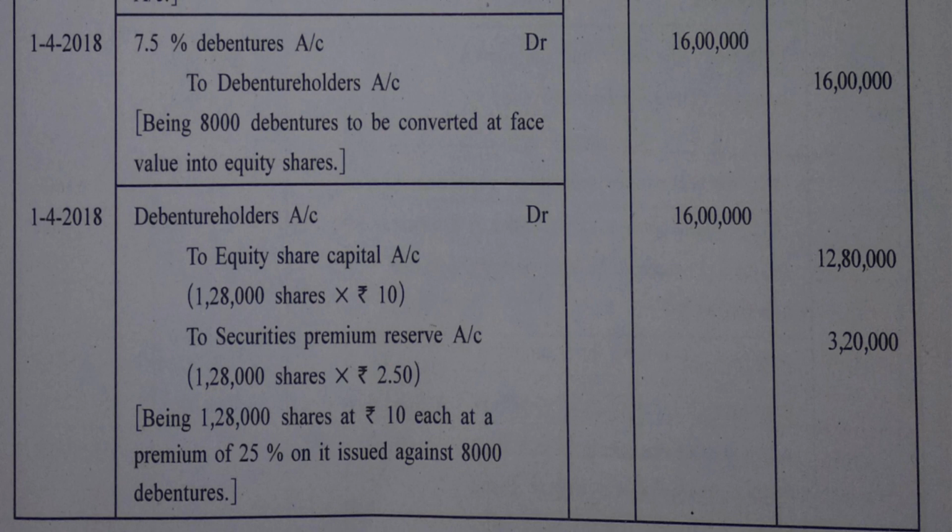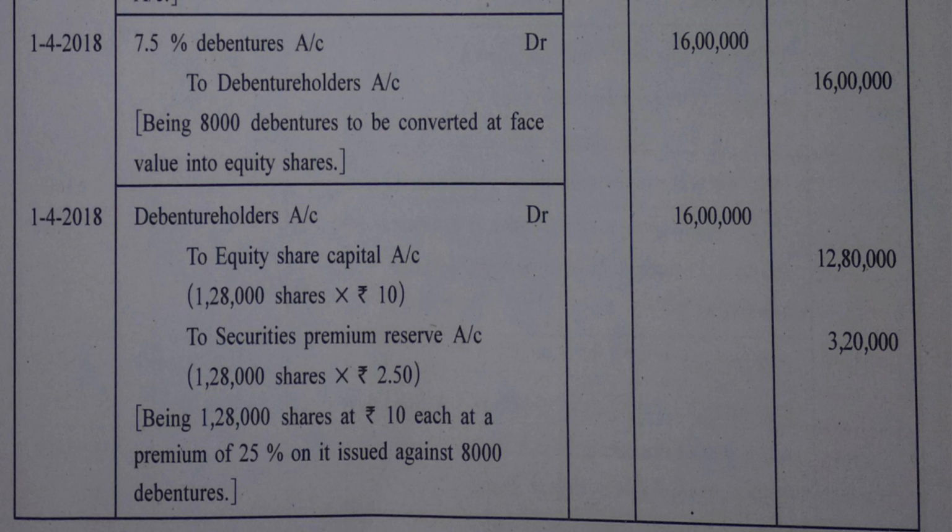1,28,000 equity shares are to be given, which are of 10 rupees and have a premium of 2.5 rupees. And you know very well the amount of premium is to be separately credited to securities premium reserve account. And hence the last journal entry for this becomes debenture holders account debit 16 lakh to equity share capital account 12 lakh 80,000 to securities premium reserve account 3 lakh 20,000.